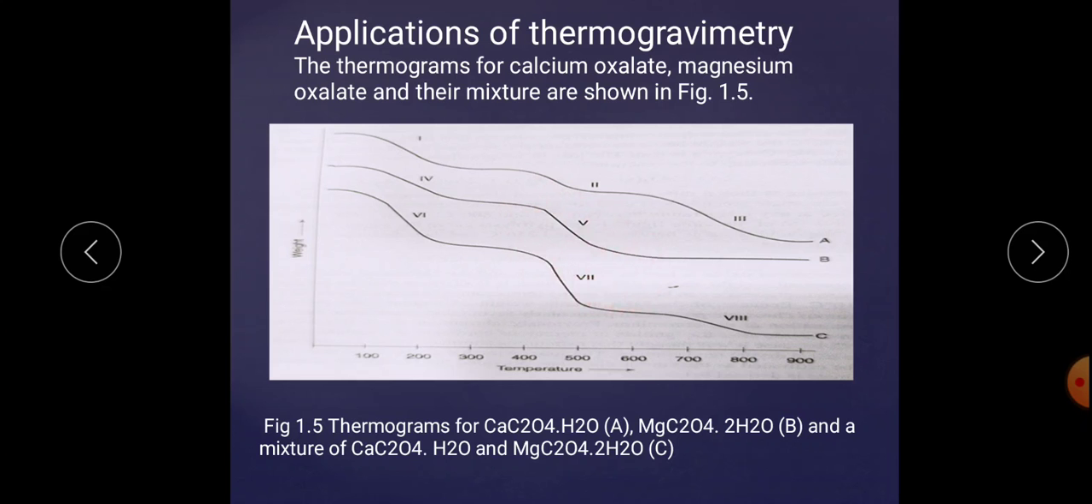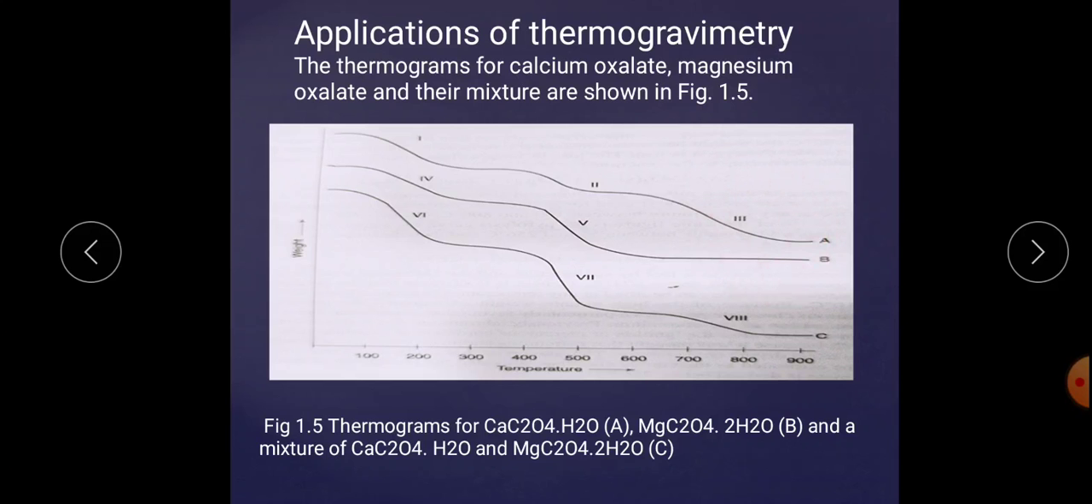So in A there is a weight loss at 100 to 250 degrees Celsius because of water. The second slot is 400 to 500 because of the loss of carbon monoxide, and the third region is observed at 650 to 850 degrees Celsius because of loss of CO2 gas.